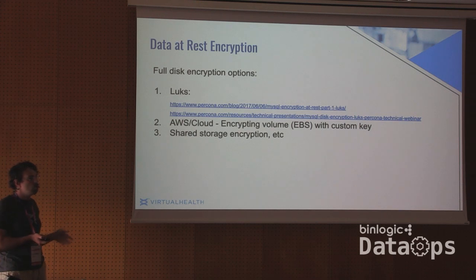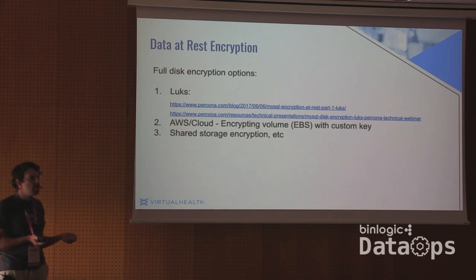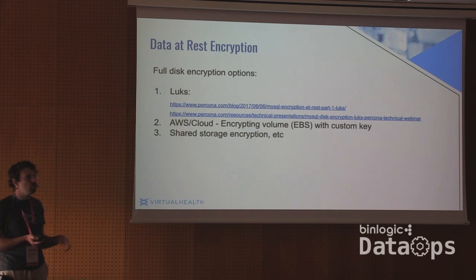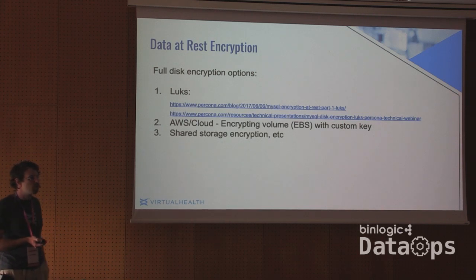A second option, if you're using cloud, AWS or Google Cloud or any other providers, probably already have the encryption in place. With AWS EBS, you can use the custom key and encrypt the EBS volume. When you start your EC2 instance and attach an EBS volume, you can specify that you want to encrypt it. And then if you're using some sort of shared storage, you can also potentially encrypt that. That depends upon the shared storage provider.